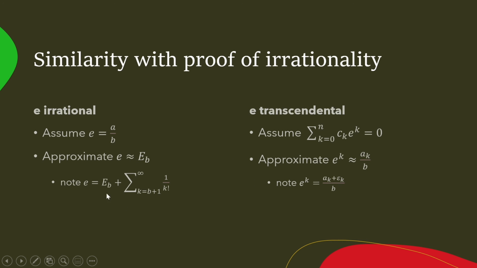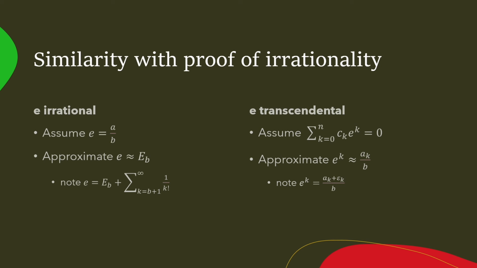Now, in both cases, we could precisely say what e was, or the powers of e. So e was exactly equal to the first b terms of the Taylor series plus the infinitely long tail. This was, in a sense, the error term in the irrationality case. And for the transcendental situation, the powers of e were exactly equal to a sub k plus epsilon errors, epsilon sub k, all that over b. So the epsilons over b were our errors in the transcendental case.